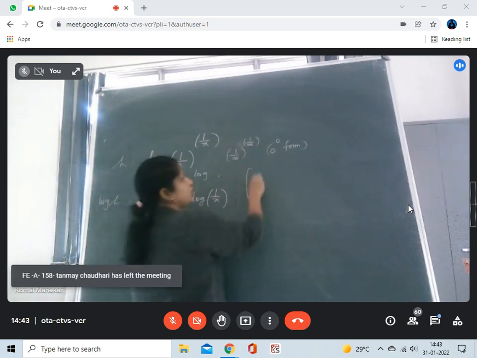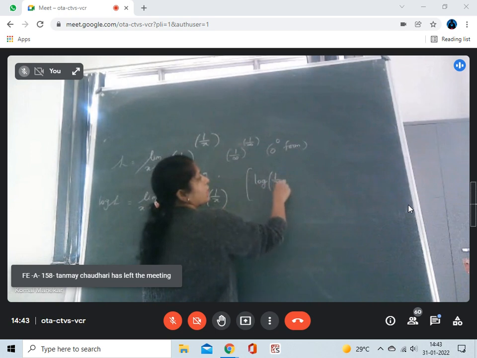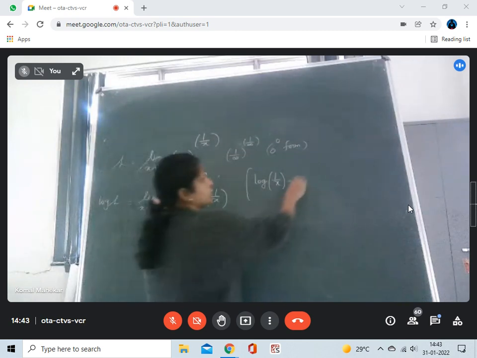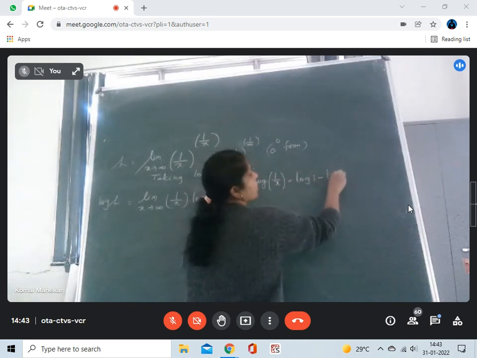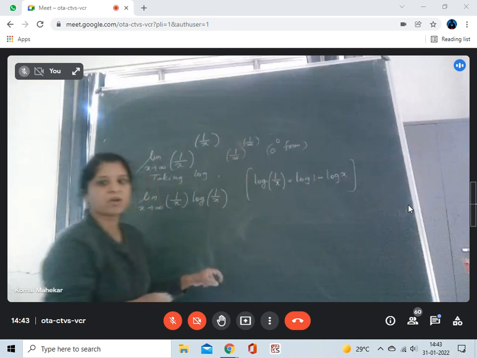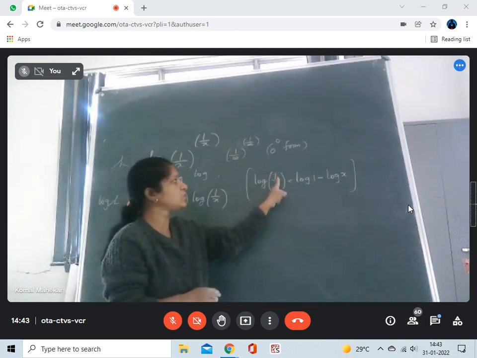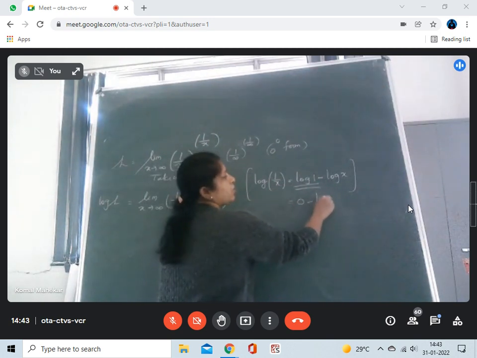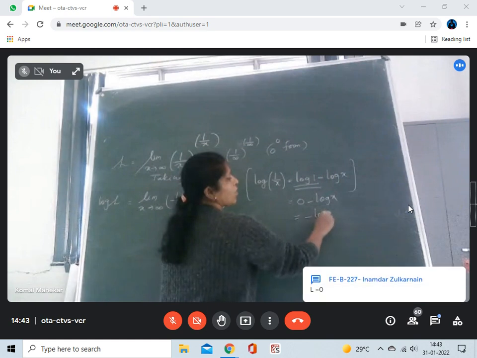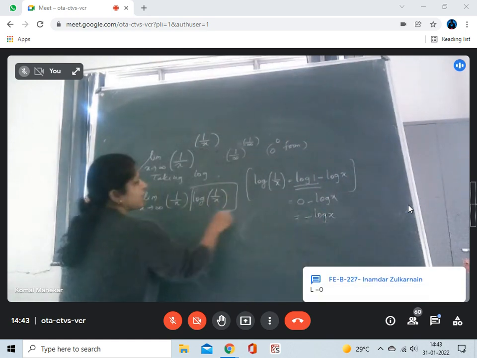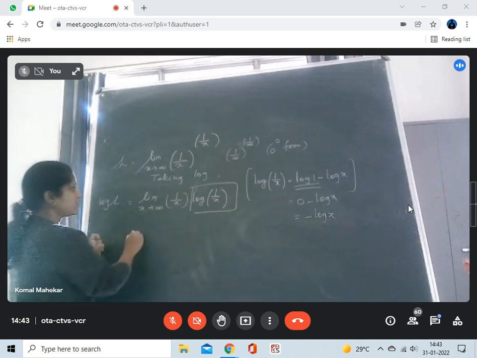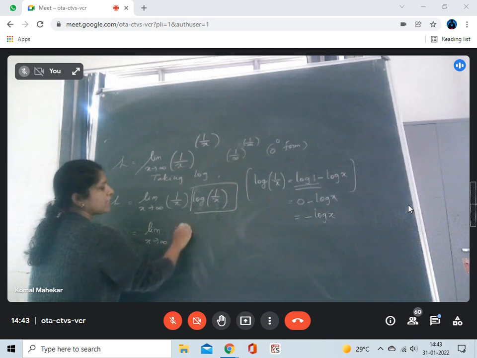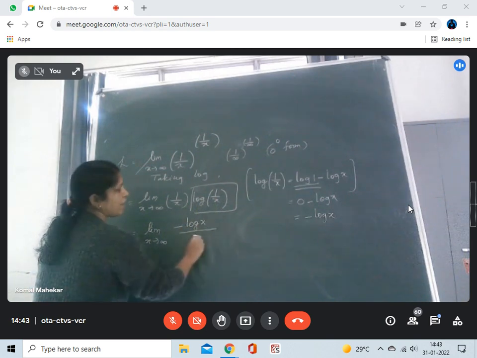Now we know that using the property of logarithm, log of a by b can be written as log a minus log b. So log of 1 by x can be written as log 1 minus log of x. Now what is the value of log 1? That is 0. So 0 minus log of x is minus log of x. So this is the limit x tends to infinity of minus log of x divided by x.